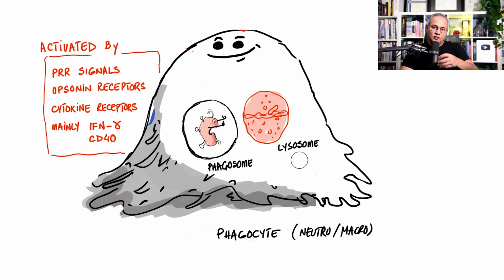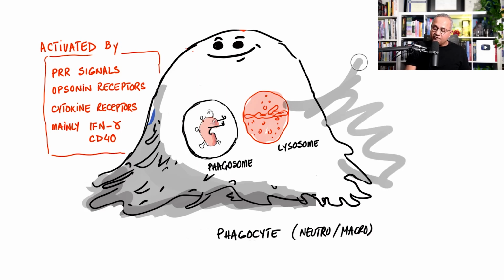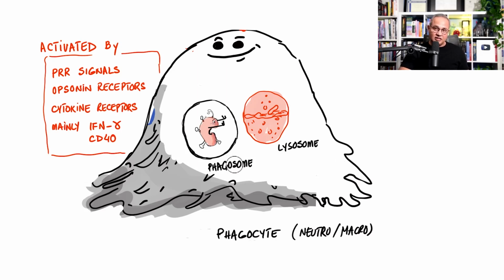They have molecules in there that, when they come in contact with the pathogen, are going to destroy the pathogen. Now, these lysosomes are activated by the PRR signals, by the cytokine receptor signals. For example, if interferon gamma arrives in the environment and acts on a cell, that interferon gamma would activate this whole process. Similarly, if CD40 receptors are activated, then that can happen too.